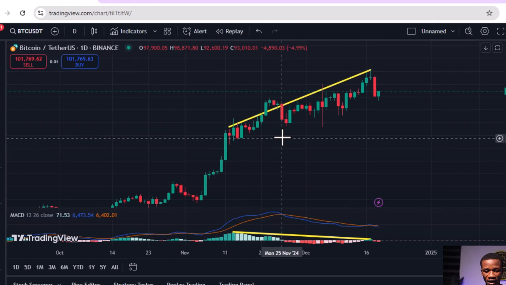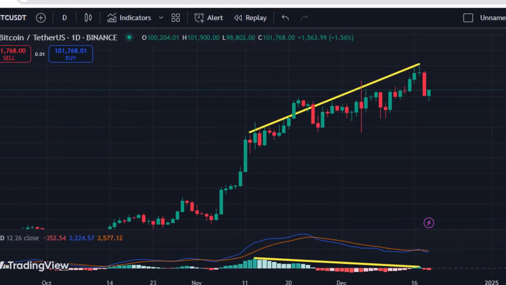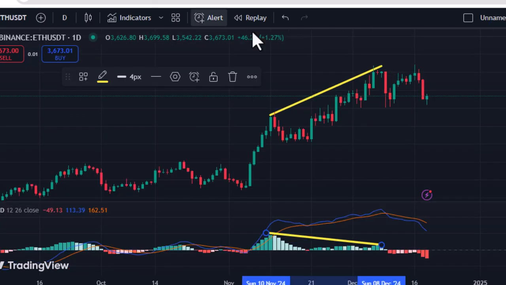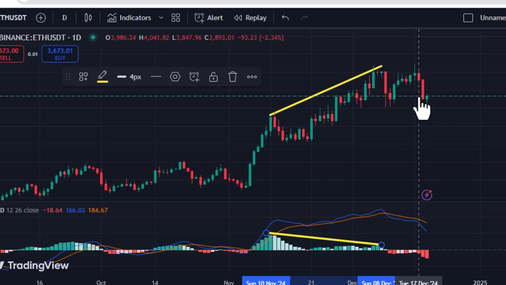Markets have dropped from the $108,000 all-time high to $99,000 for one BTC. And if you look at the price chart right here, there is a bearish divergence on the chart, which means the market has the capacity of coming all the way to the downside. And also on ETH, the same bearish divergence. The market also has the capacity of dropping all the way to the downside.